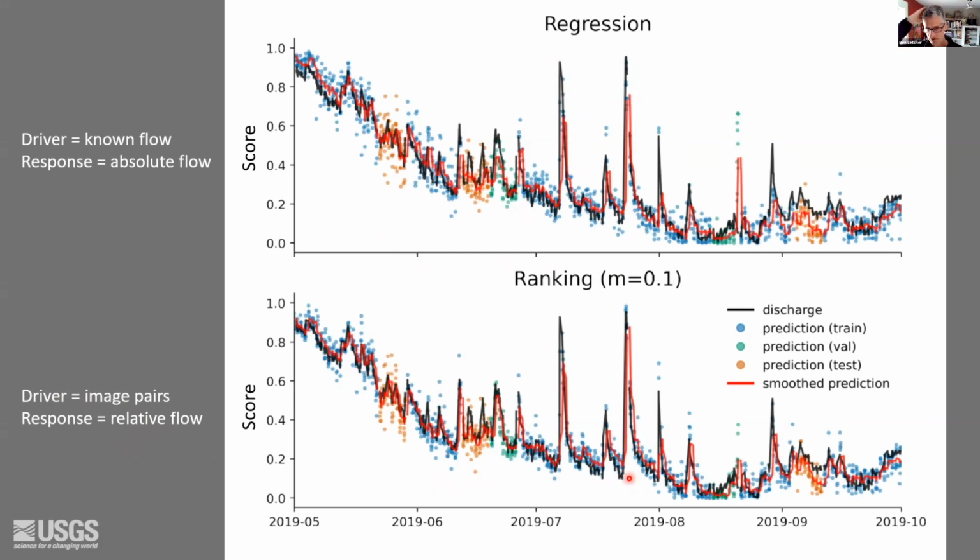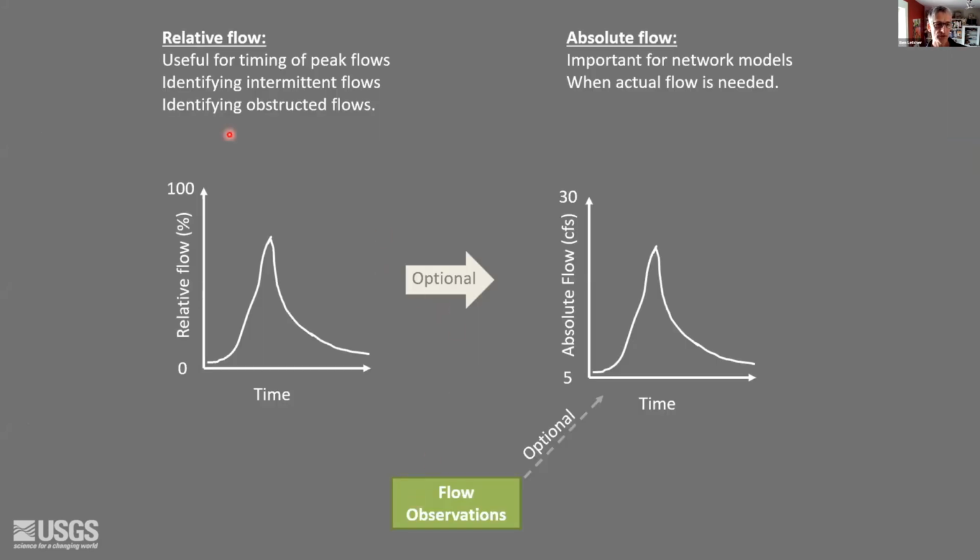So we can now estimate relative flow. Again, this idea of relative flow, which is ranked from 0 to 1 or 0 to 100%, by the algorithm, and get patterns of flow over time. So relative flow could be, and we're still exploring the value of relative flow, but it's definitely useful for understanding the timing of peak flows or identifying intermittent flows, especially identifying when flows are really low for a long time, or identifying obstructed flows in more urban settings.